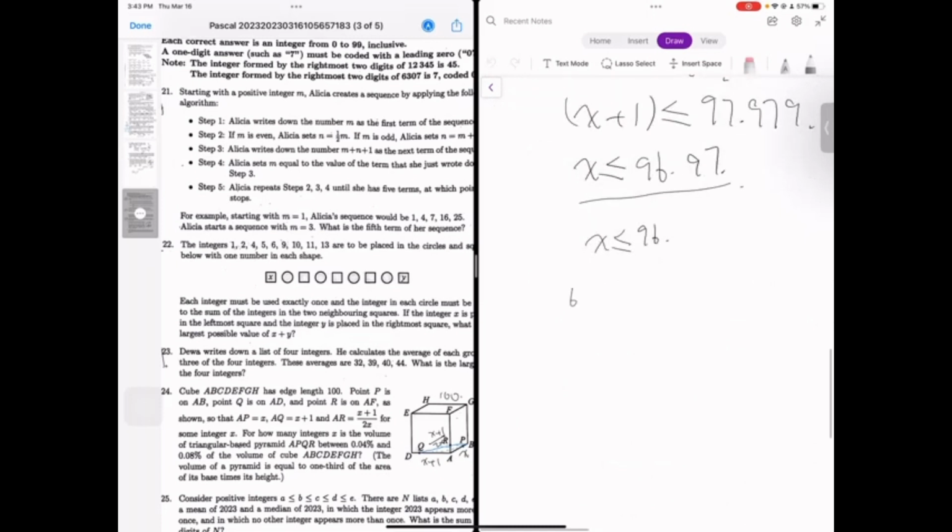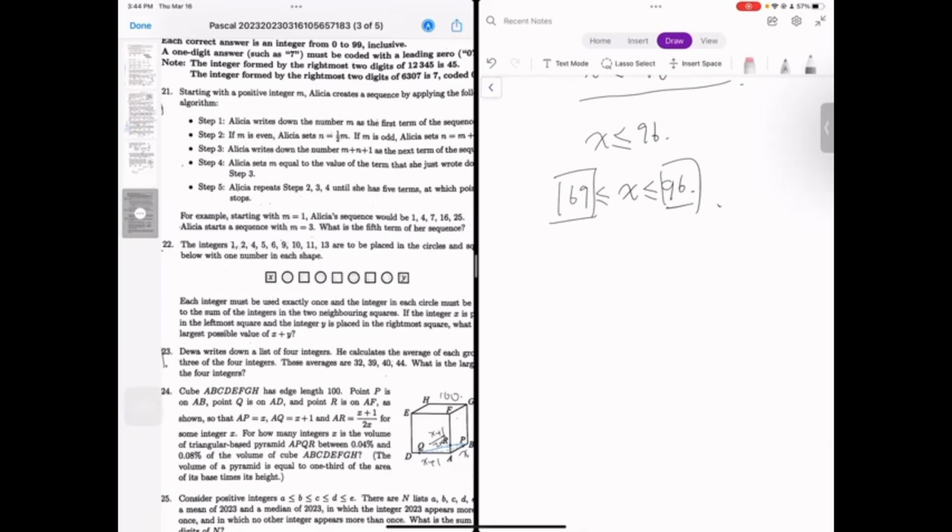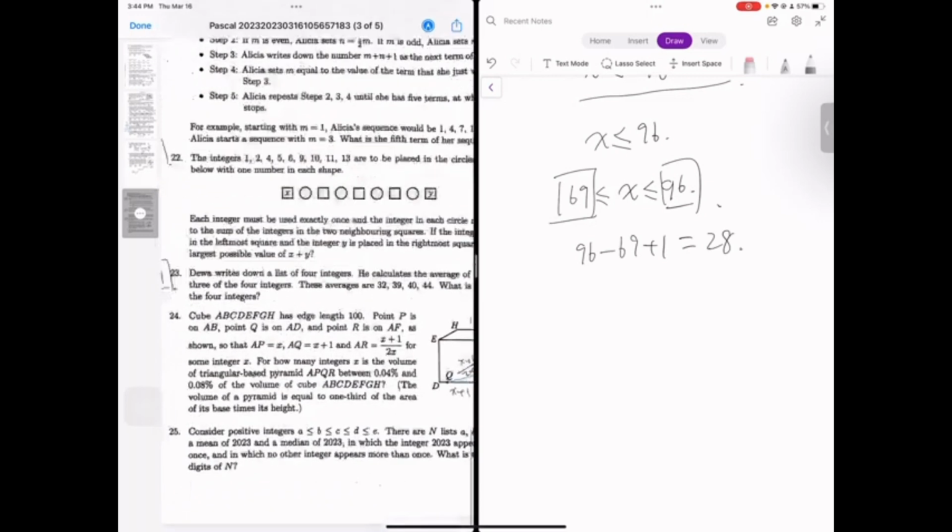Let's just combine it. So 69 is less than or equal to x, which is less than or equal to 96. Then we can find how many numbers there are between 69 and 96. We basically just do the subtraction and addition: here we have 96 minus 69 plus 1. That should be the final answer, and that is 28. So the answer is 28.